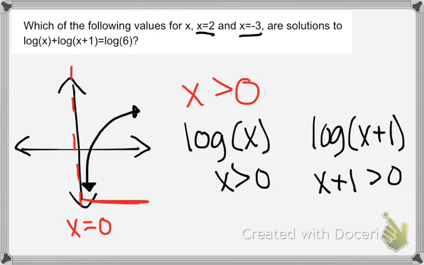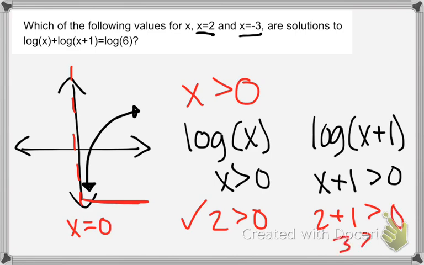So when we plug 2 into both of these, we get 2 is greater than 0, which checks out, and 2 plus 1 is greater than 0, which will be 3 is greater than 0, which also checks out. So that means x equals 2 is a solution.